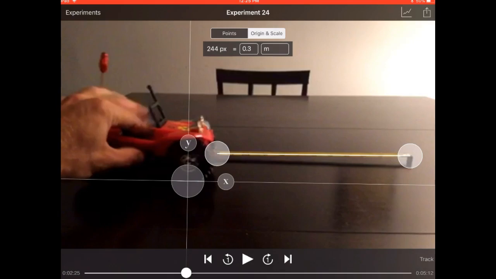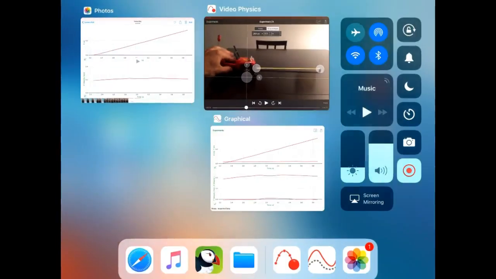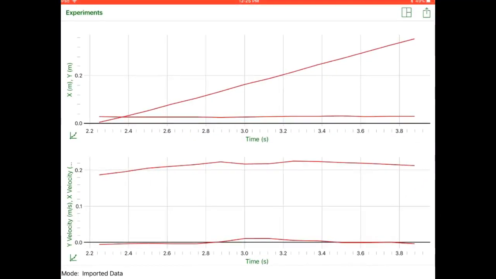The good news about that, the cart is not moving at all in the y component, so that means I don't need it. So when I go back to graphical analysis, what I can do is tap on the y-axis here, and I can actually eliminate the y component positions by just unchecking it. So now my graph is only showing me the x component positions, which again was the only direction it was moving in.